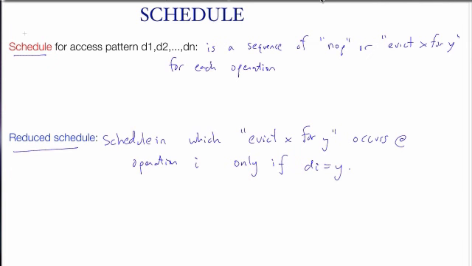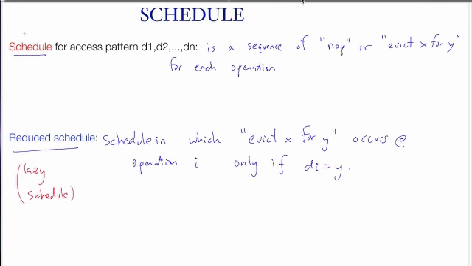In other words, it's kind of like a lazy schedule. I know that all of you can finish your homework for today, but that's not a reduced schedule. Everybody's going to do it on Thursday night because it's due on Friday. So similarly, a reduced schedule is only going to evict x for y when at that time you need y.